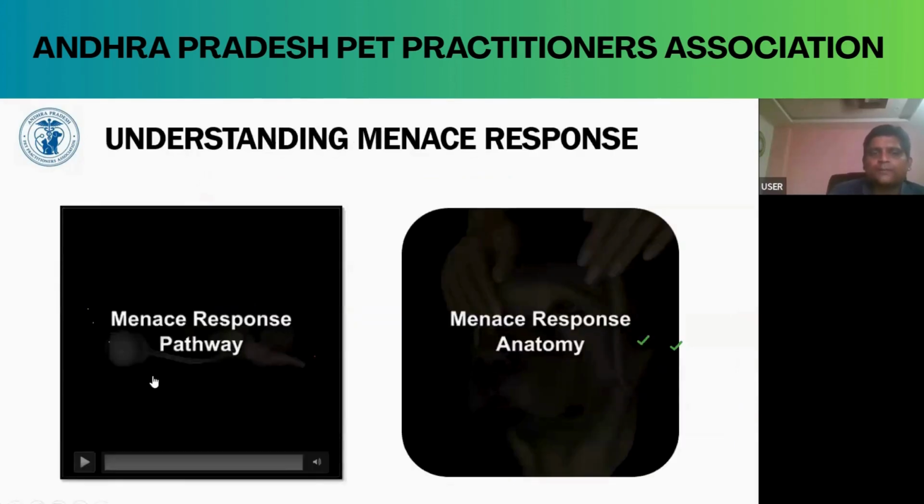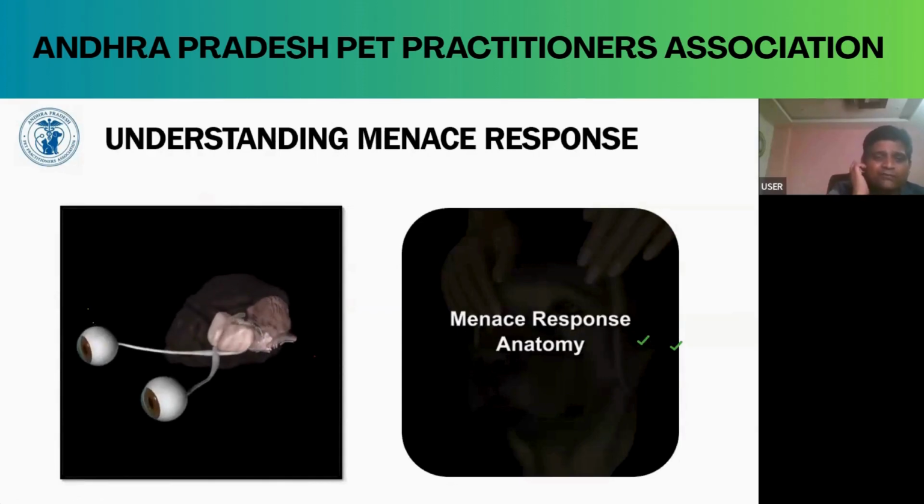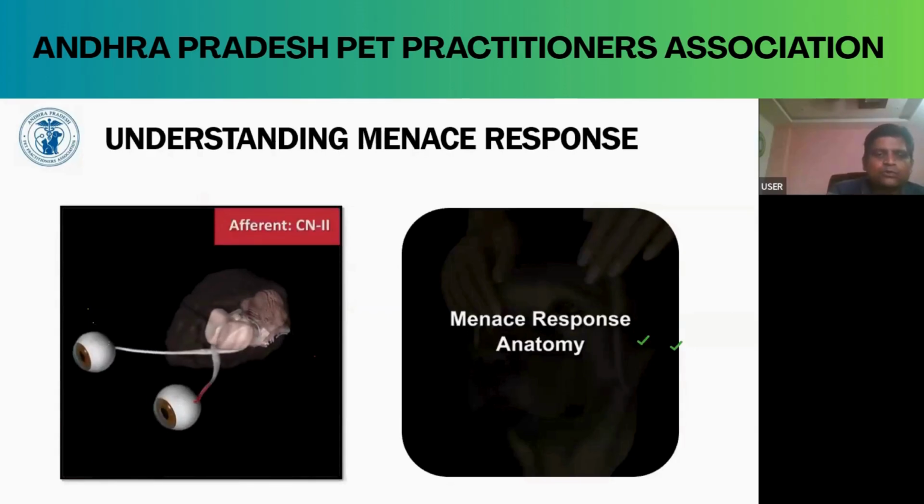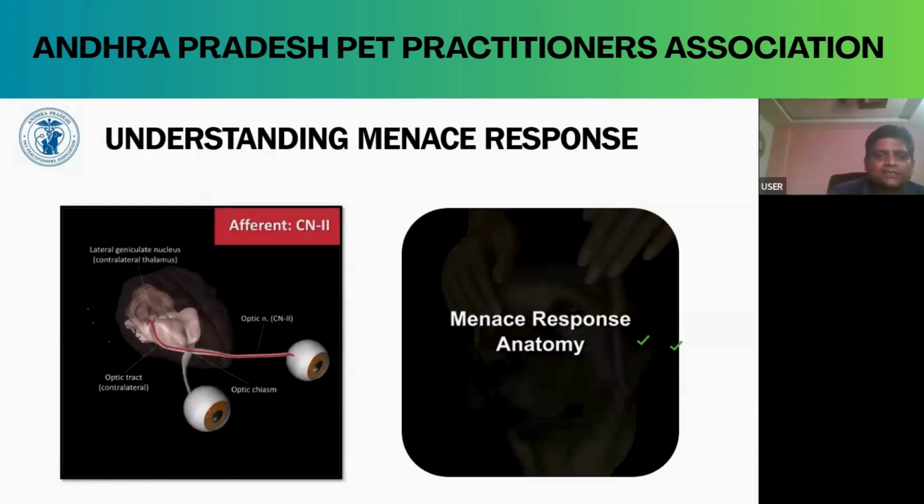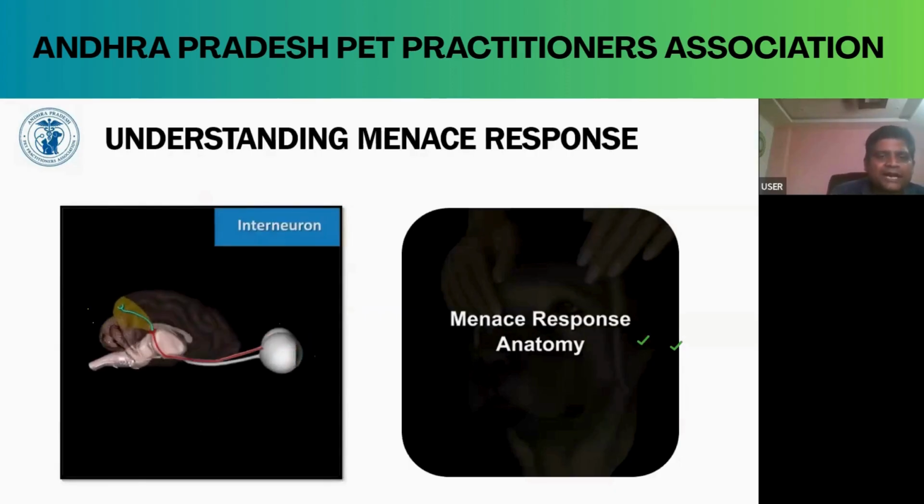So coming to the pathway, here, this is the neuro pathway for the menace response. Whenever you give the threatening gesture, it will go through cranial nerve 2, that is nothing but the optic nerve. Then through the optic nerve, it will reach the brain. It will cross the optic chiasma and reach the brain in the occipital region, where the visual cortex is present. There, the stimulus will be generated, and again the stimulus will reach the motor cortex.